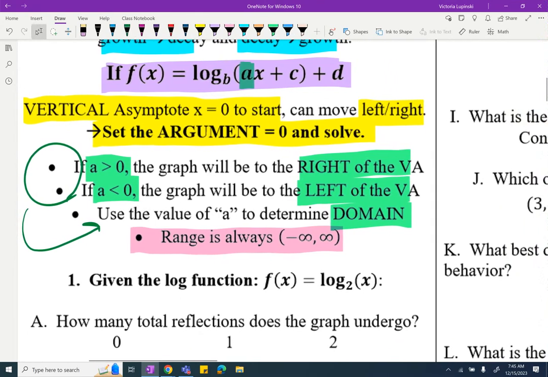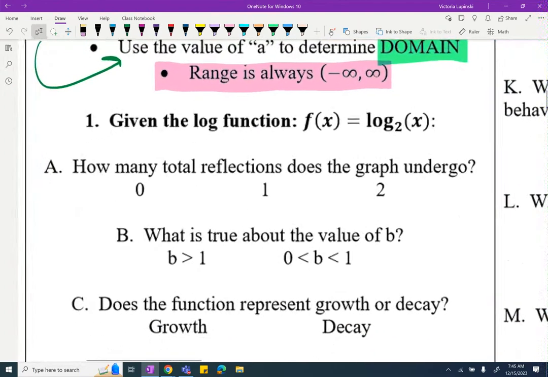So consider the following: log base 2 of x. How many reflections does the graph undergo? In order for there to be any reflections, there either has to be a negative out front or a negative inside. Excuse me, let me state that properly: a negative on the outside would mean reflected over the x, and a negative on the inside would mean reflected over the y. So in any case, are there any reflections in this problem? No, so there are 0 reflections.